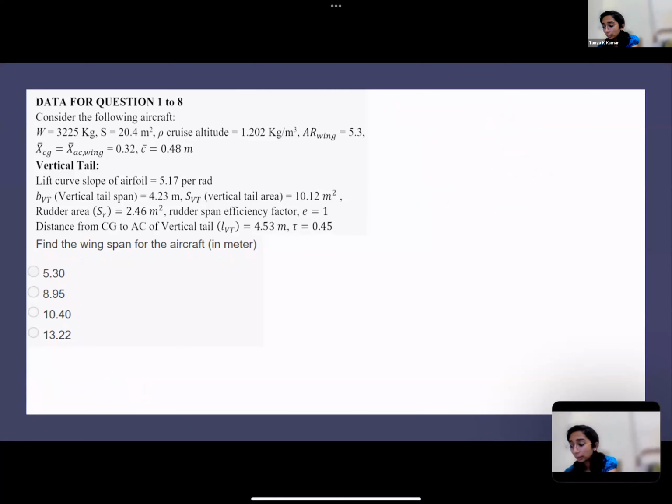Find the wingspan of the aircraft. How do we do this? Of the aircraft. So they're giving you wingspan of the vertical tail, not of the aircraft. How do you find it for the aircraft? Wingspan of the aircraft, the span of the wing. How do you do that? Again, take a moment, think about it. We've used this formula before. So just think about it.